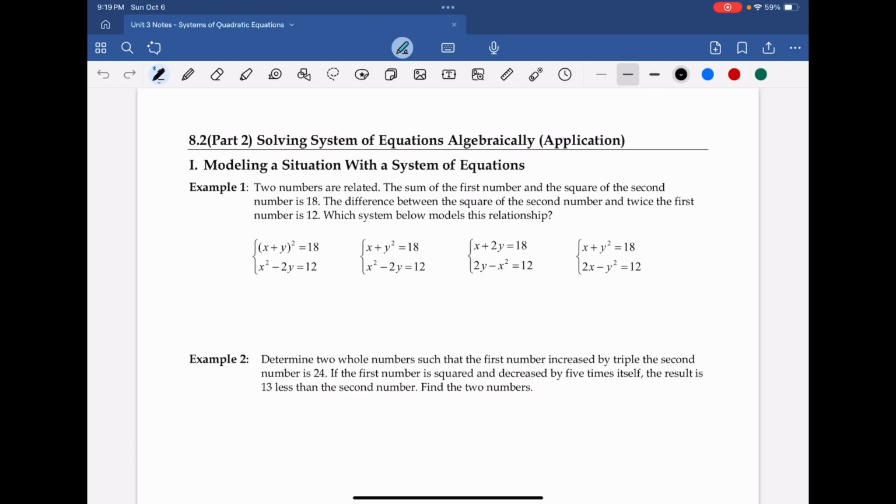All right, so now we move on to part 2 of lesson 8.2, and that's the application of solving systems of equations algebraically. So we've introduced the methods of substitution and elimination. In 8.1, we talked about how we can graph these equations and then figure out certain intercepts, or solutions, I should say. Now what we're going to do is take that one step further and talk about these things in algebraic applications, where we now have to model situations based on certain contexts given to us.